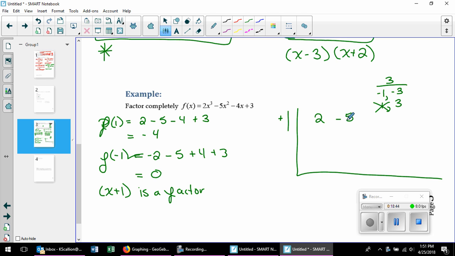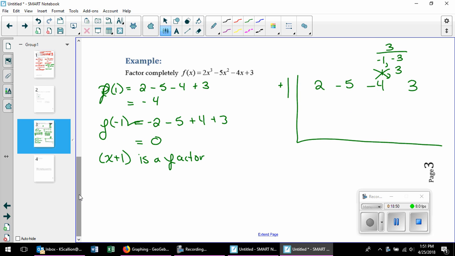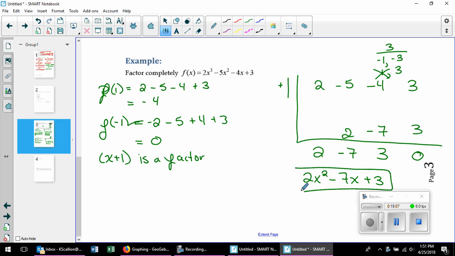So 2, negative 5, negative 4, positive 3. So I'm left with 2x squared minus 7x plus 3. I'm not writing those down anymore, but it does help if you go remainder, work backwards, constant, x squared. I always found that helped me when I wrote it out like that. I'm getting past that now. Can I factor that? Yes, you can. What are the factors?